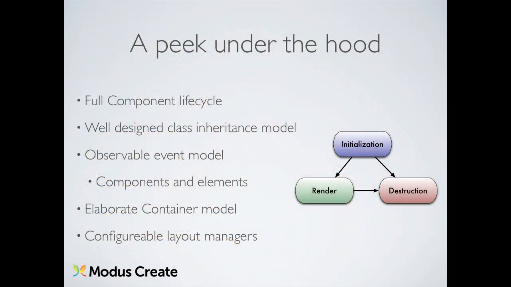It also comes with what I like to call an elaborate container model. So that is, you can have components that have child components inside of them, and it uses layout managers to organize items on screen. And what makes Sencha Touch really fast is that it implements the CSS3 layout system. So the CSS3 box model, for example, is used all over the place to get the fastest UI for the device that you're using.